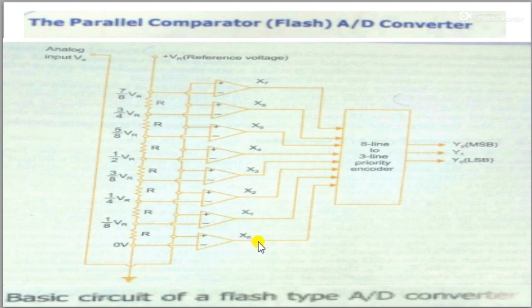And what is the logic behind this flash type A to D converter? If the analog input is higher than the reference voltage, the output of the comparator will be 1. If the analog input voltage is lesser than the reference voltage, the comparator output will be 0. If the analog input voltage is equal to the reference voltage, the previous value is maintained. Okay, so now let us compare the analog input voltage with the known reference voltage. If the analog input is higher, x0 is equal to 1.